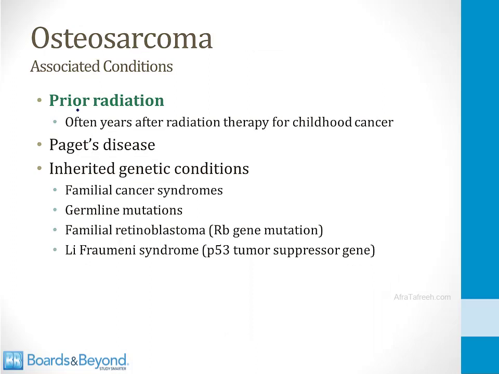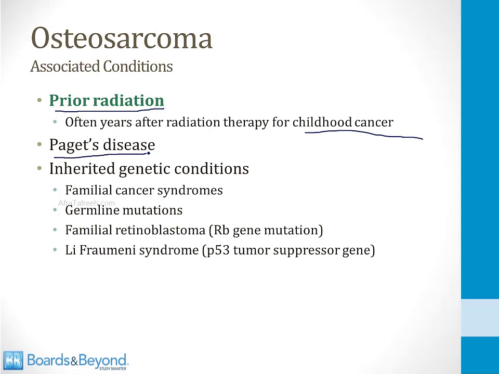On this slide, I've listed some associated conditions with osteosarcoma. The first one is prior radiation. So if you irradiate the bones, some of those cells can potentially become cancerous. This is especially a problem in children who have cancer. They have growth plates and active growth in their bones, and if you irradiate the bones, you increase the chance that later in life they will develop an osteosarcoma.